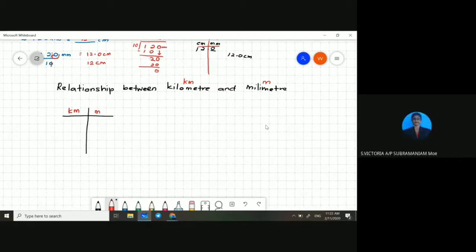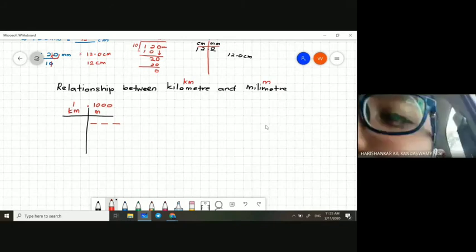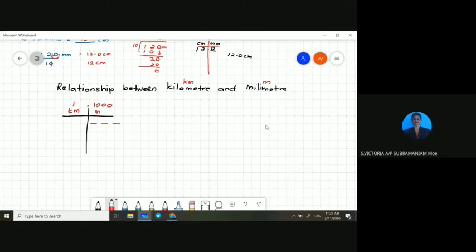So you need to complete this T with 1 kilometer is 1000 meter, and this line is a decimal point. And here, how many numbers can you write in meter house? Three. Why 3? Because the relationship of kilometer is 1000. This 1000 got 3 zeros. So we have to write 3 numbers in meter house.